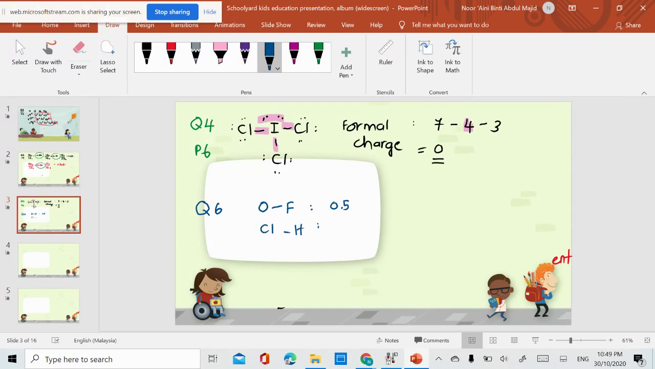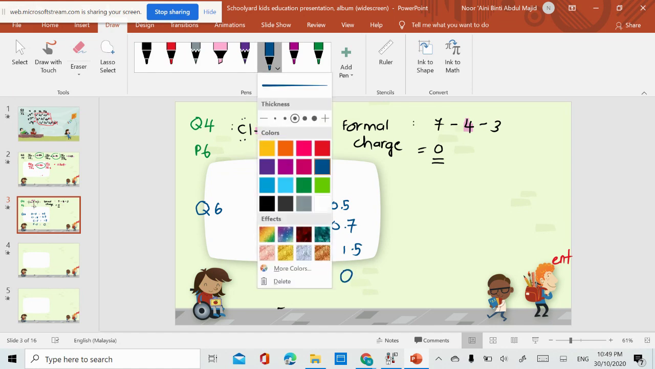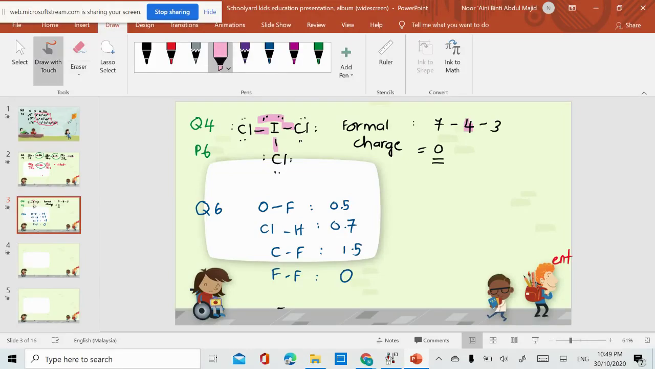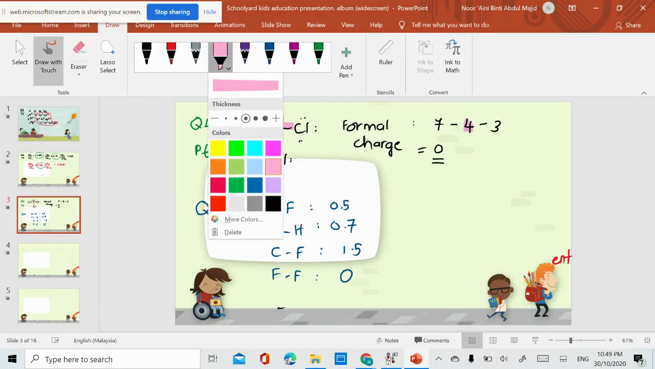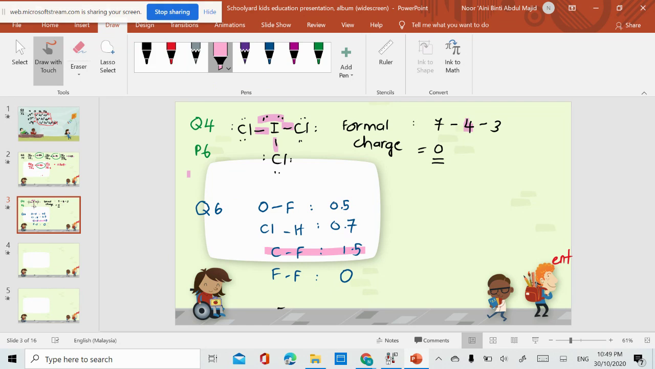Cl and H, the difference is 0.7. C and F, the difference is 1.5. And F and F, I don't think you need the values because F and F means same element. Therefore, the difference is 0. As you can see in this case, the most polar will be CF, in which the difference is 1.5.